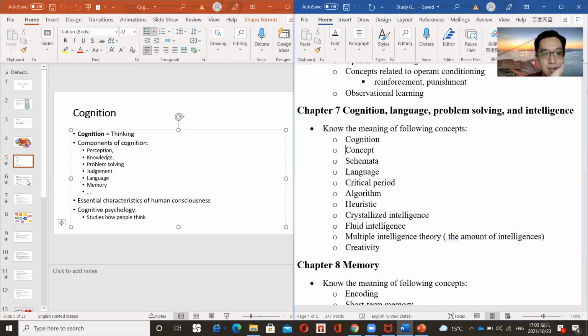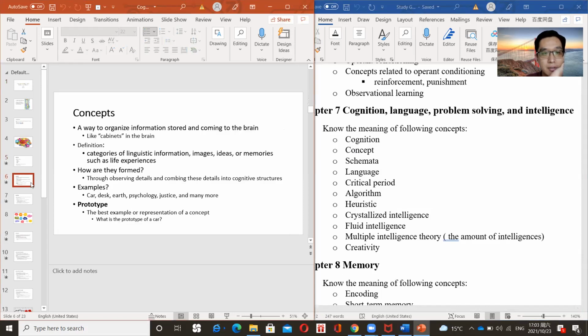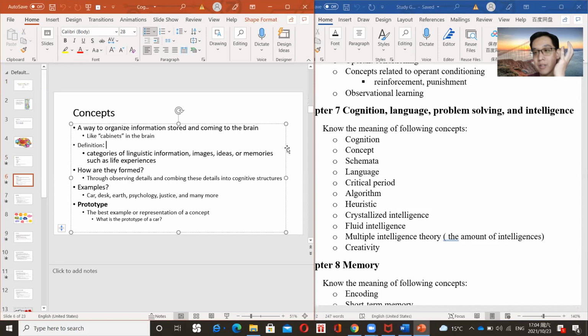So the next concept we need to know about is concept. So what is a concept? In the mind, we form different kinds of concepts. It's a way to organize the information. And we store those concepts in the brain. And so we can efficiently use that knowledge. So we organize information into different concepts for us to understand this information.